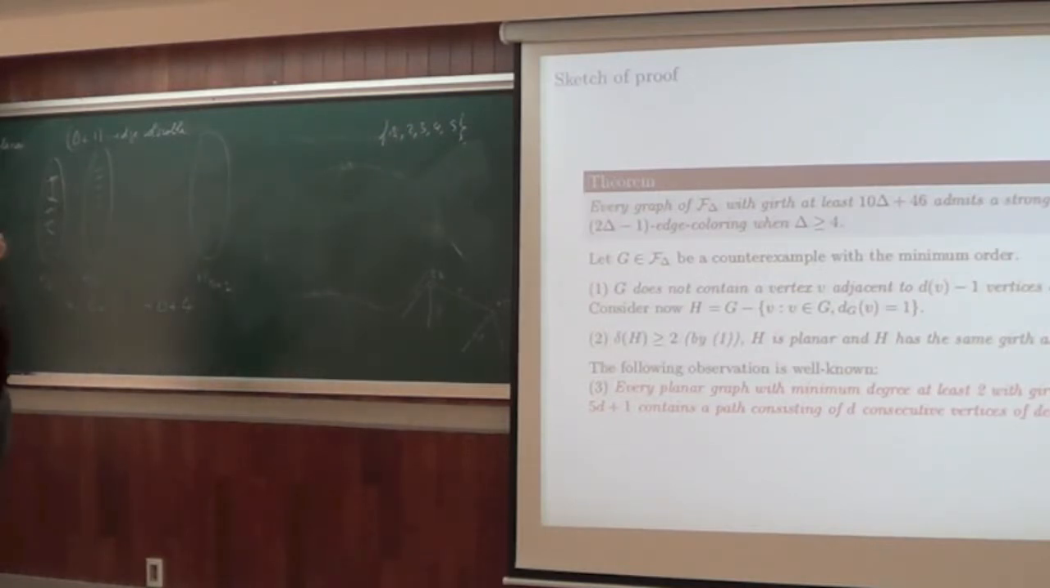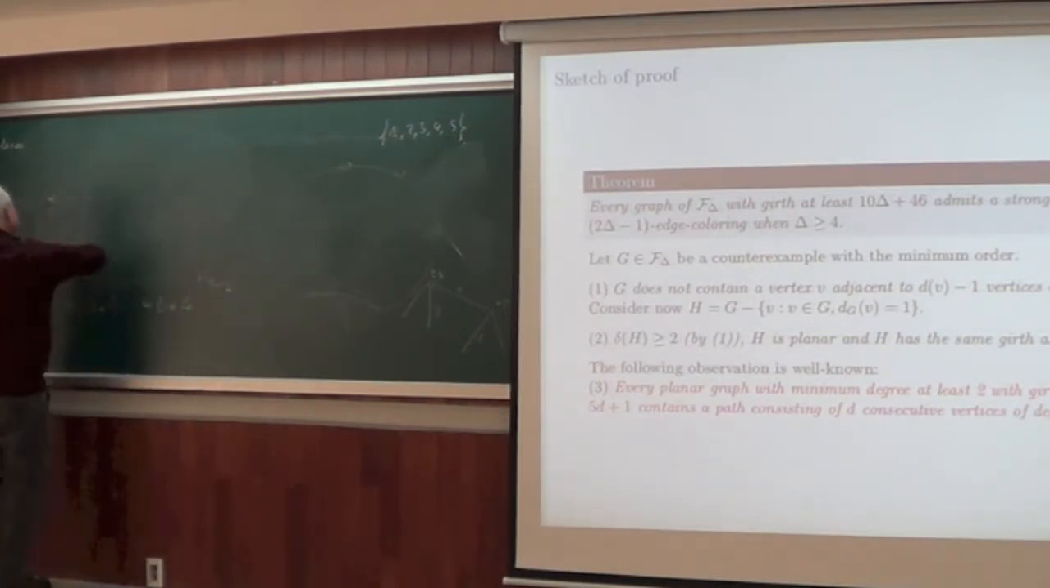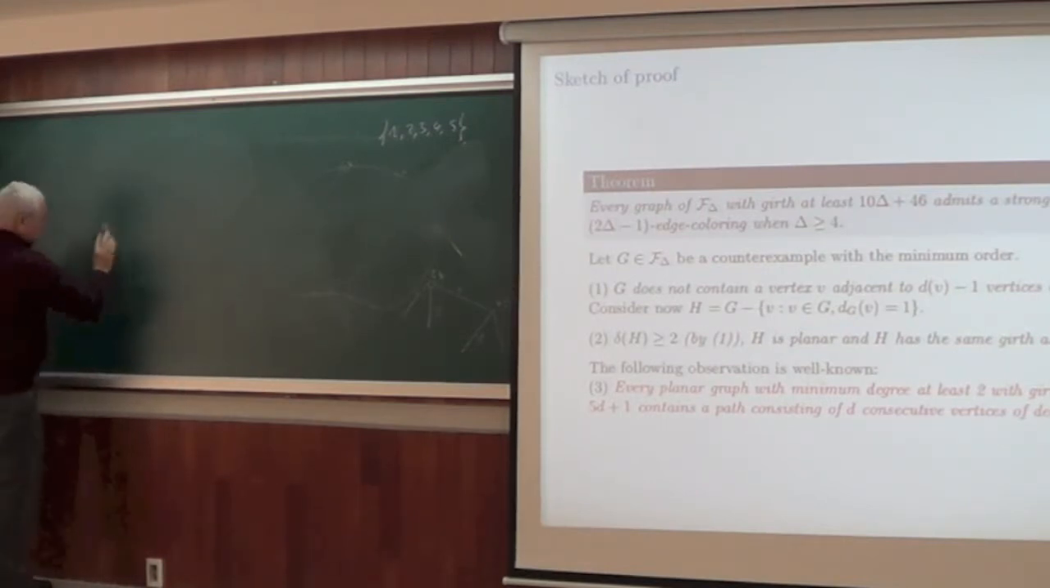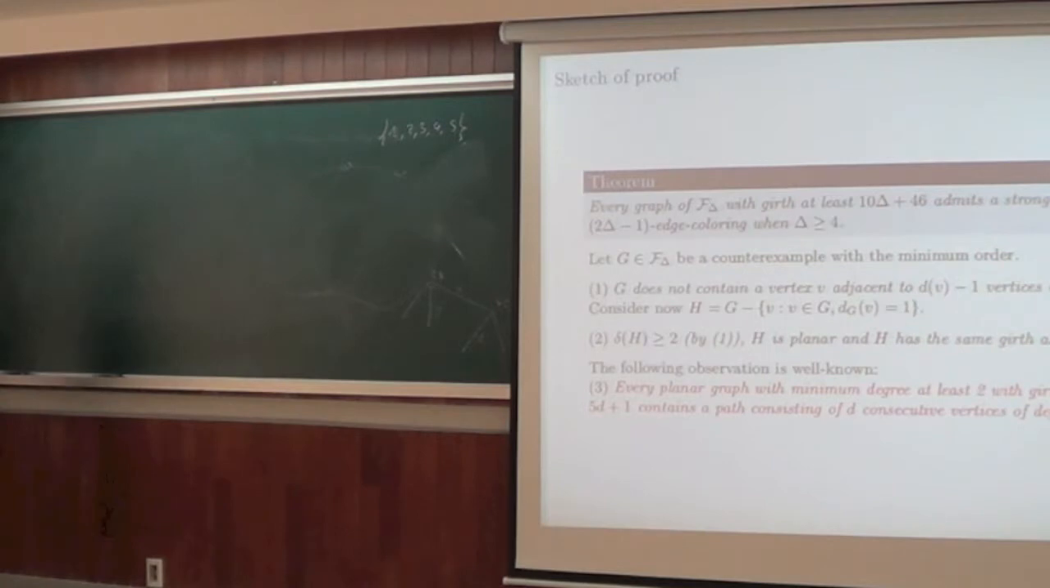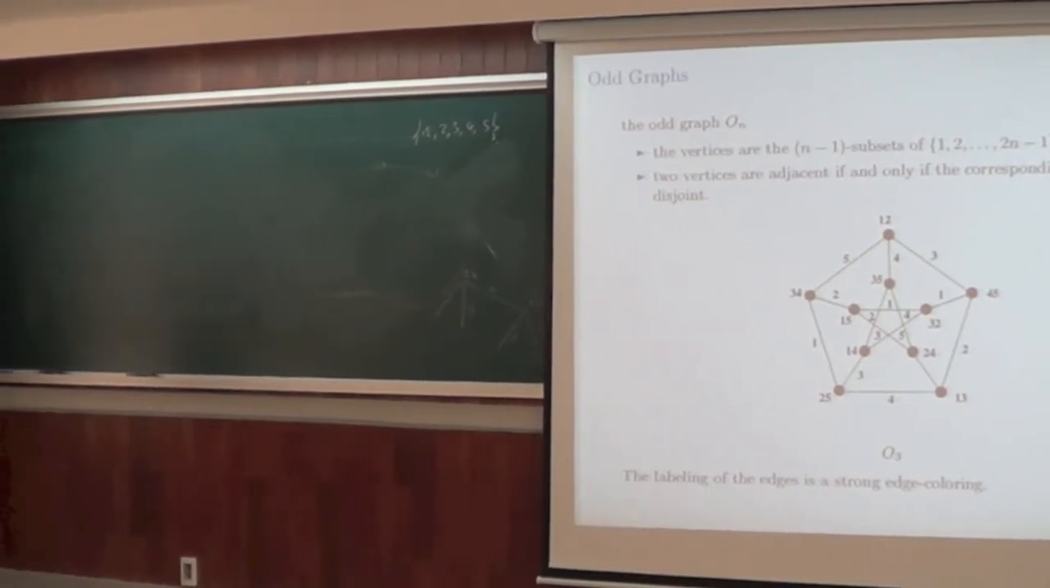Actually, what we do, we consider, in the odd graph, the coloring that I gave you before, this one, is a strong one. So the idea is to have a homomorphism of the graph into this graph, but to have a homomorphism that is locally injective. It means if you have two different edges incident to one vertex, they will not map to the same one. So that's right.